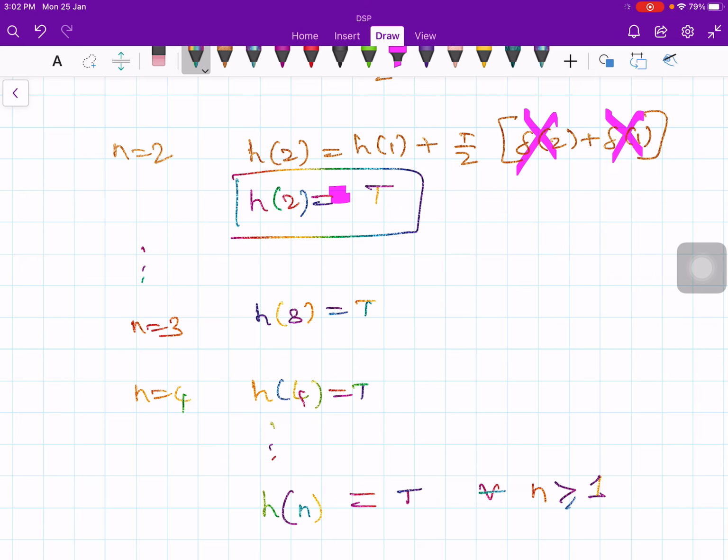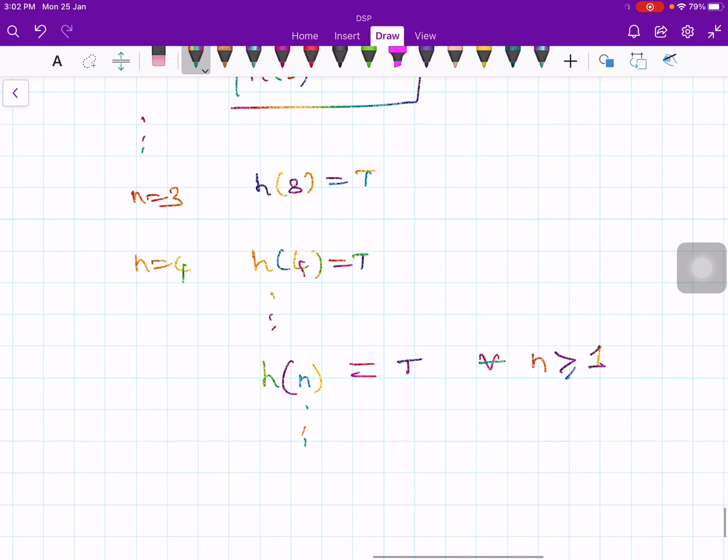h of 0 is different. So it does not terminate anywhere. You can go to infinity. This list can keep going up to infinity. Therefore, the impulse response has an infinite number of non-zero values. Therefore, the impulse response is of infinite length.